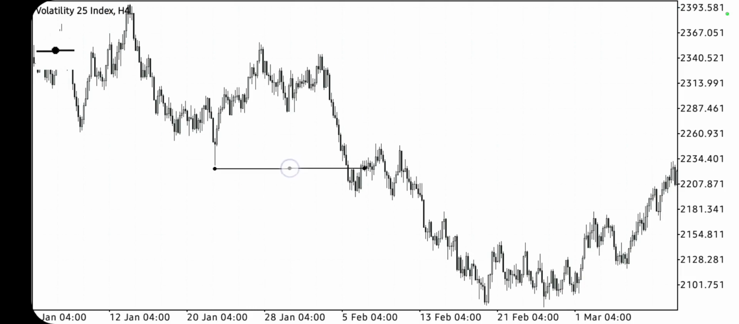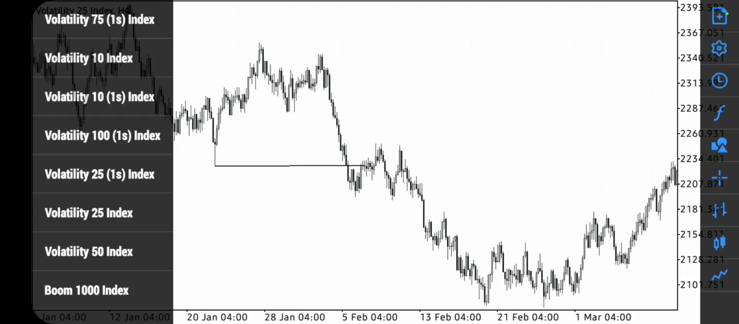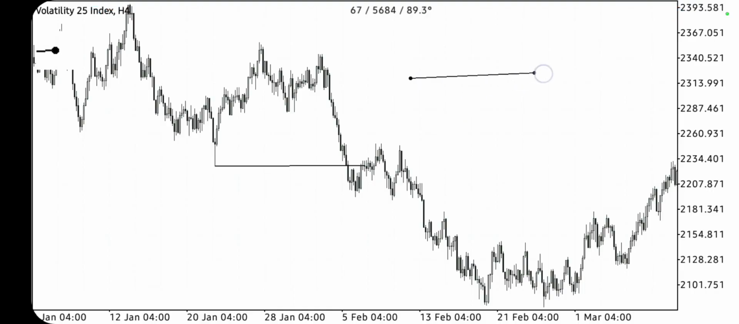So we have our break of structure here. We have a break of structure, and we have a break of structure here also. This is a break of structure.